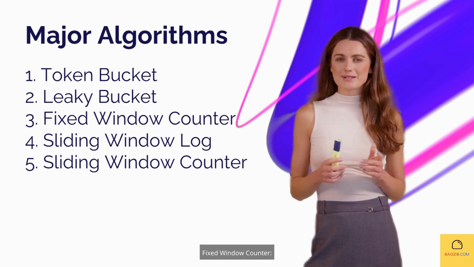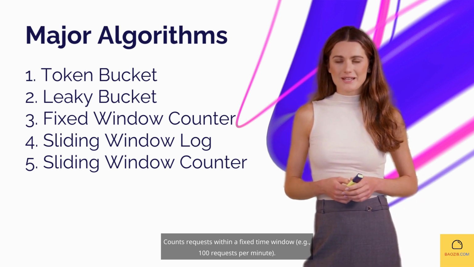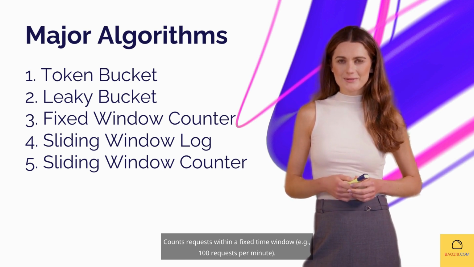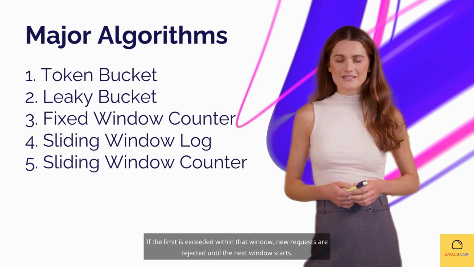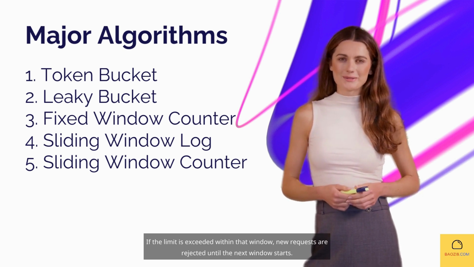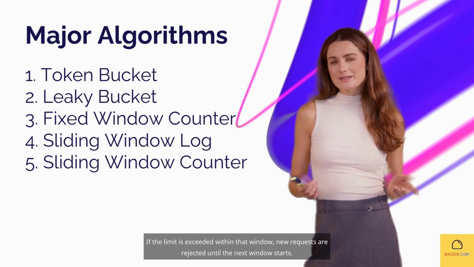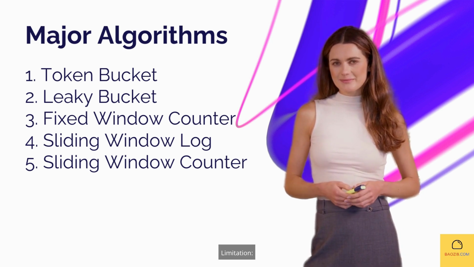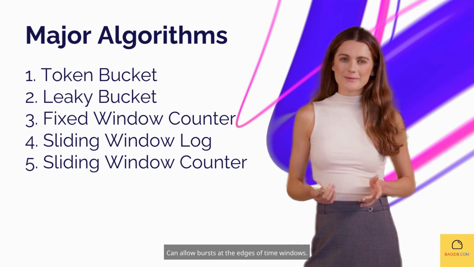3. Fixed window counter. Counts requests within a fixed time window, e.g., 100 requests per minute. If the limit is exceeded within that window, new requests are rejected until the next window starts. Limitation: can allow bursts at the edges of time windows.